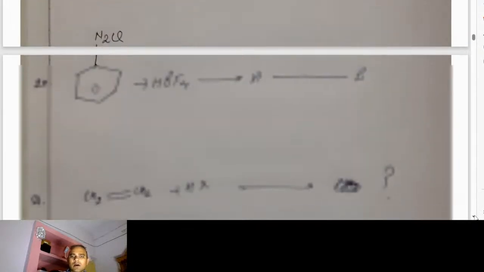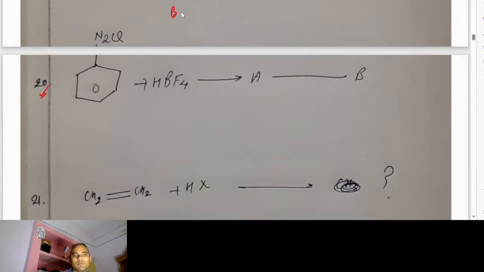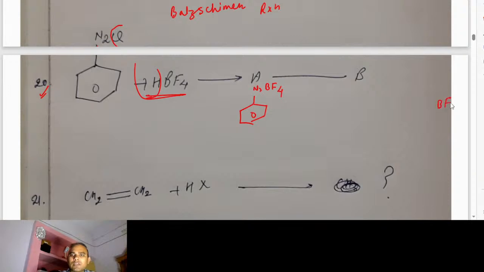Now this one is called the Balz-Schiemann reaction. In the Balz-Schiemann reaction, diazonium chloride is treated with fluoroboric acid. It gives a complex, with HCl coming out. The complex is N2BF4. In the last step, BF3 comes out, plus N2 comes out. What is left here? The fluorine appears, so fluorobenzene is formed. So this is the best way to prepare fluorobenzene.